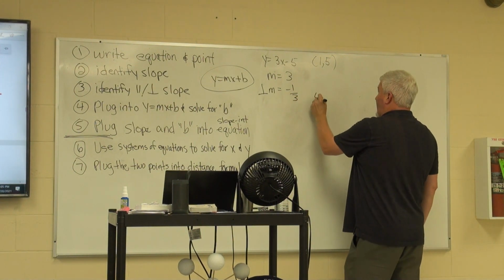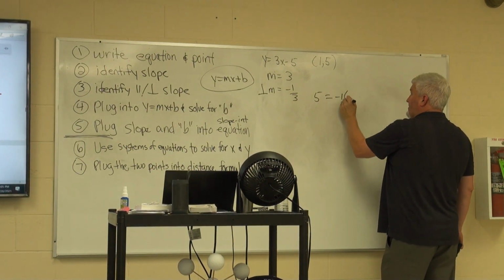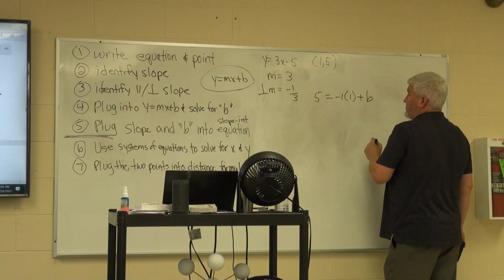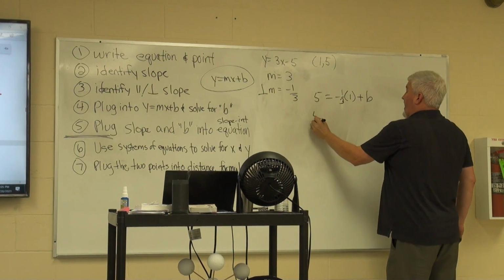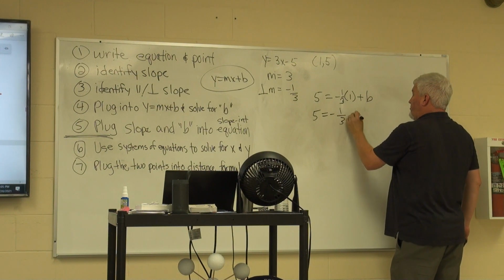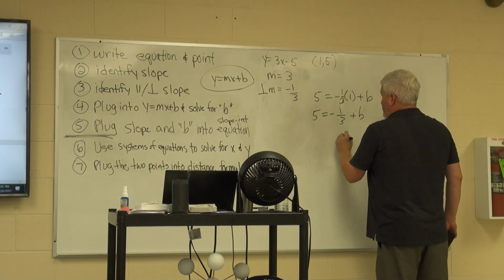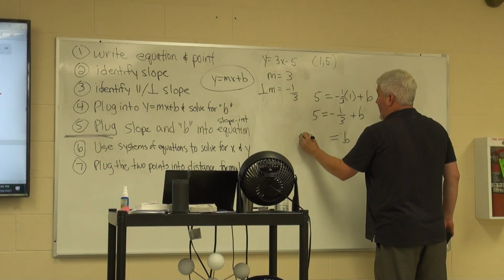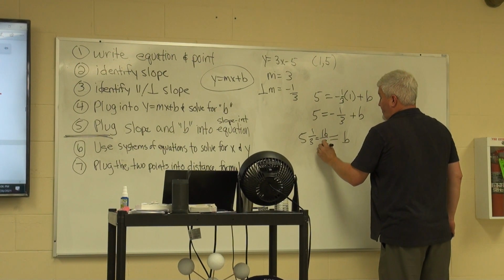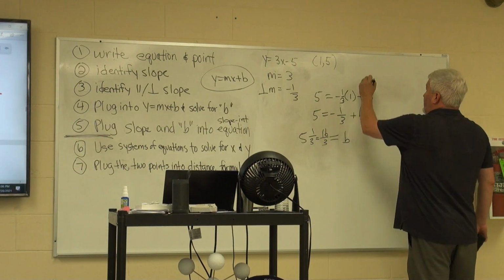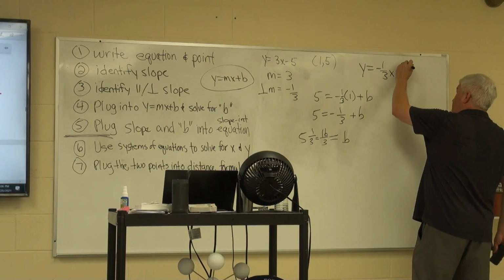Plug it in. 5 equals negative 1/3 times 1, plus b. 5 equals negative 1/3 plus b. Add 1/3 to both sides. b equals 5 and 1/3, which I like to rewrite as 16 over 3. So my equation is y equals negative 1/3 x plus 16 over 3.